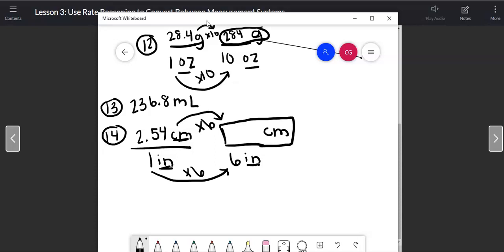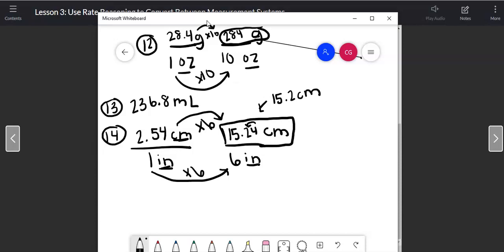So 2.54 times 6 is 15.24, but it does tell you to round to the nearest tenth, so that 4 tells that 2 to stay the same. So 15.2 centimeters. If you left the 4 on it, I am not going to be too upset about it.